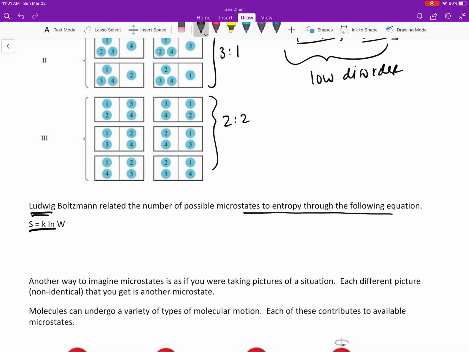Ludwig Boltzmann related the number of possible microstates to entropy through the following equation, which you don't need to memorize, okay? What I need you to know is that as the number of possibilities increase, the entropy increases, okay? And that's what S is.